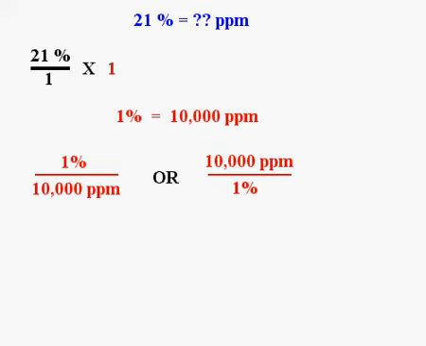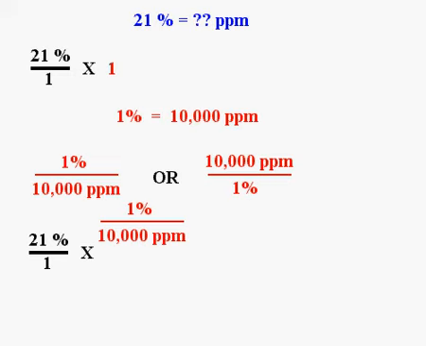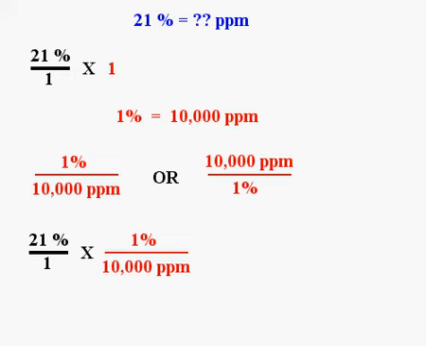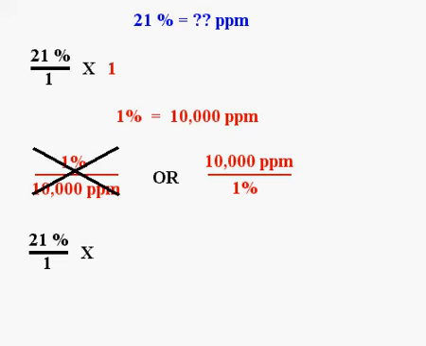Let's try multiplying 21% over 1 by 1% over 10,000 parts per million. If I do that, I don't cancel the percent unit, and I've got to get rid of the percent unit. So that's obviously not the right fraction to use. So we have to use the other fraction.